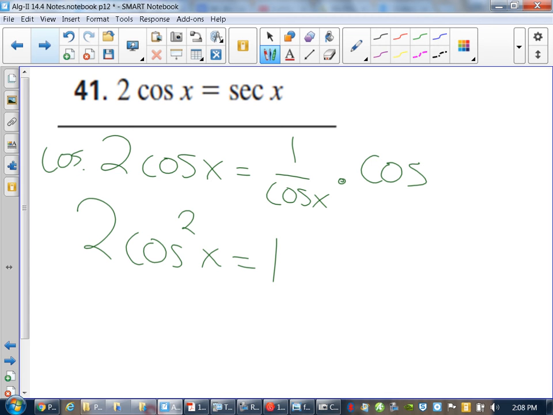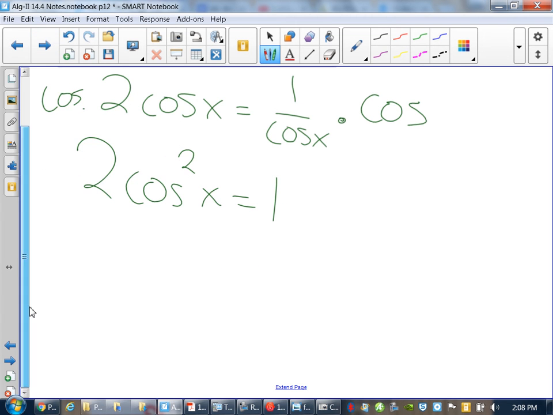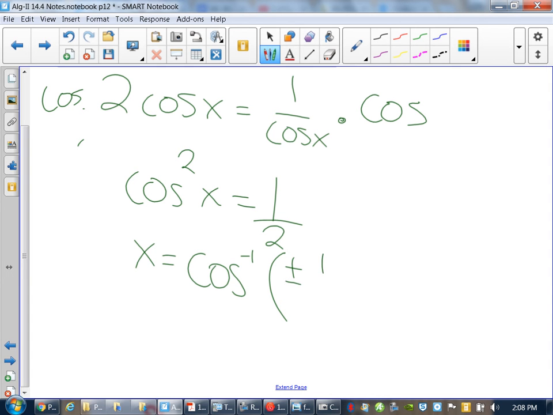And now what do you do with the coefficient? Divide by 2. And then you take a square root. When you take a square root over an equal sign, what do you have to put in there? Plus or minus. Plus or minus, very good. So we're going to have what value of what angle has a cosine value of plus or minus 1 over root 2. Now, I don't rationalize these types of problems to figure out the rest of it, because it's just a waste of time. There's no reason to do that.